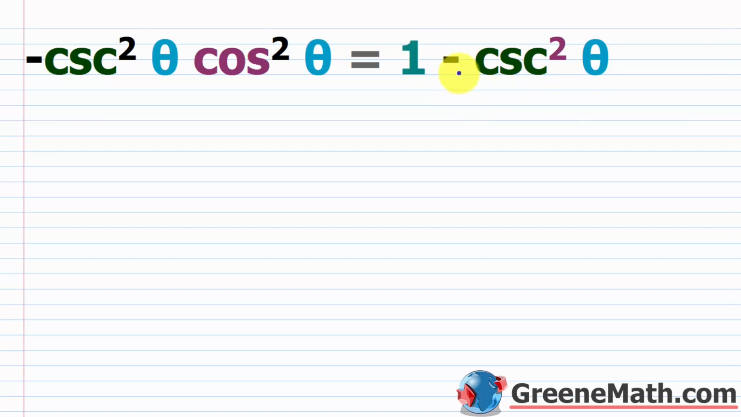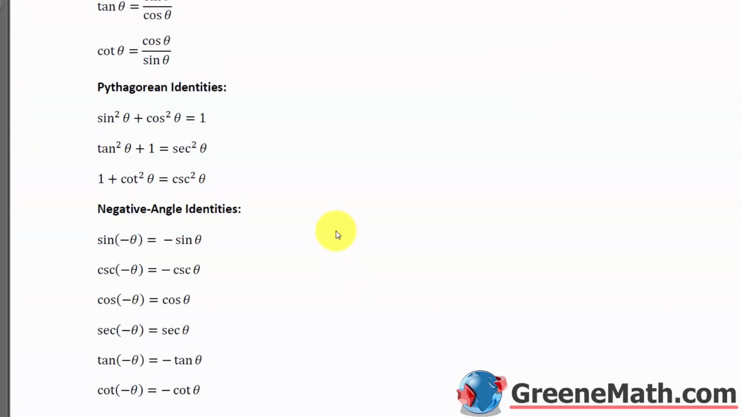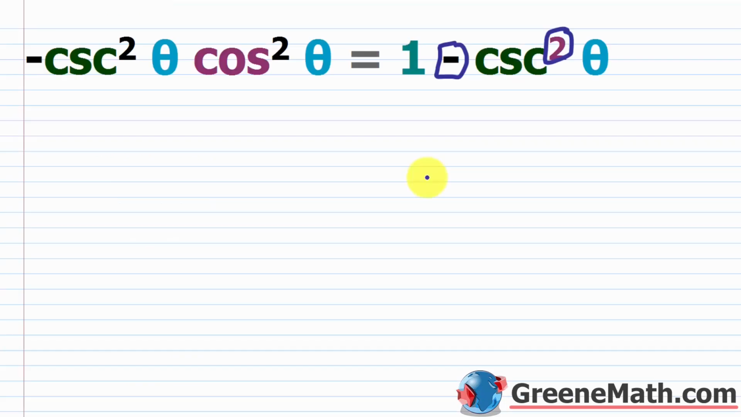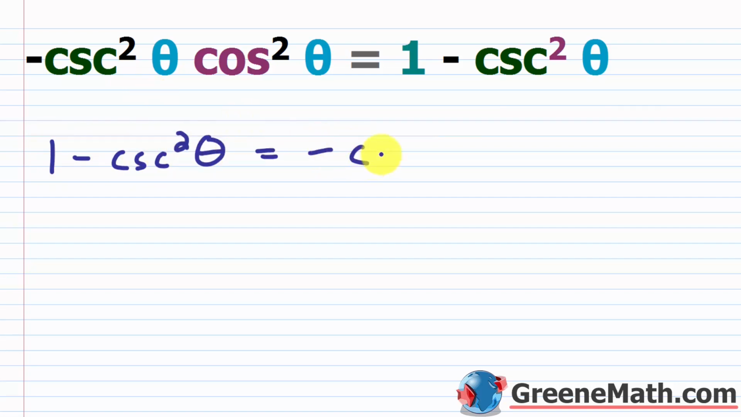Whenever I see something that looks like this, I'm thinking about the Pythagorean identities. I have a minus or a plus with a 1 here, and this is squared. If I look at my little handout here, I want you to think about this one right here. So 1 plus cotangent squared theta is equal to cosecant squared theta, okay? So we'll come back to that in a moment. And I'm just going to work through this. I'm going to flip the sides here. I'm going to put 1 minus cosecant squared theta is equal to negative cosecant squared theta times the cosine squared theta, okay?